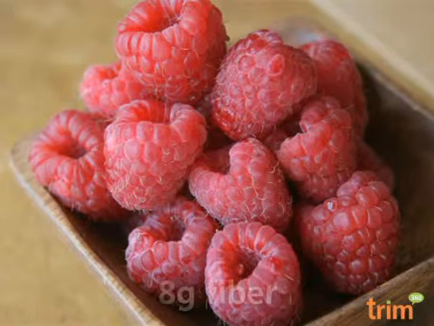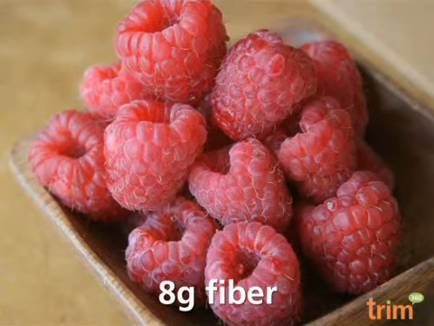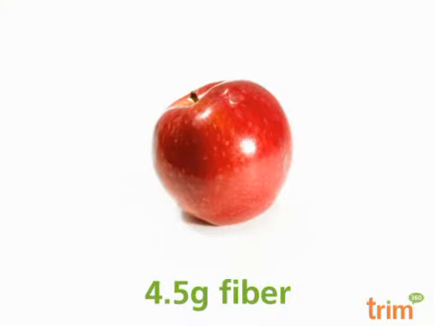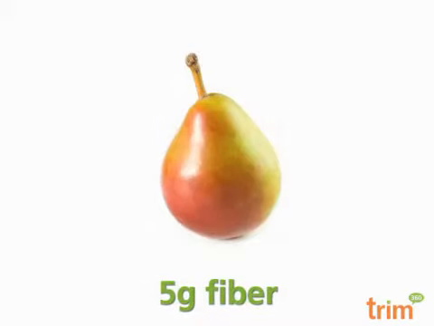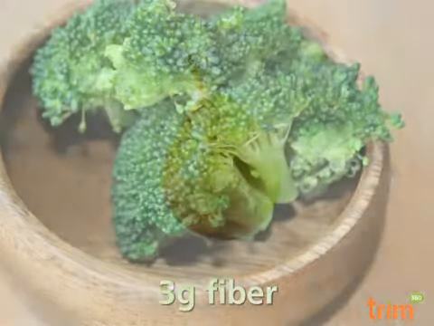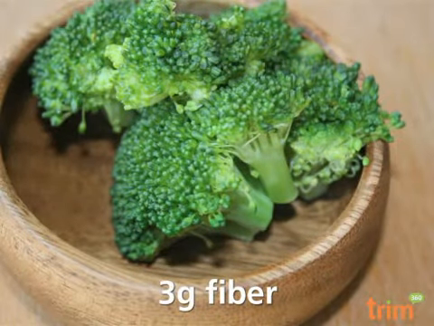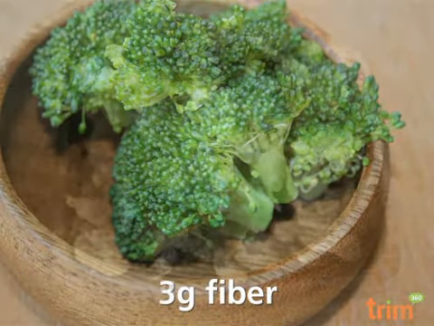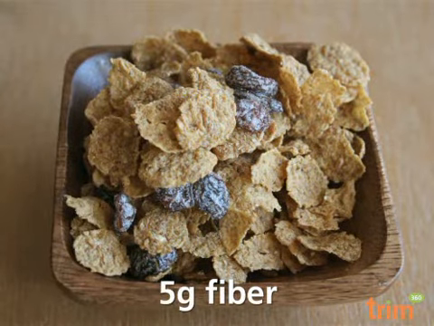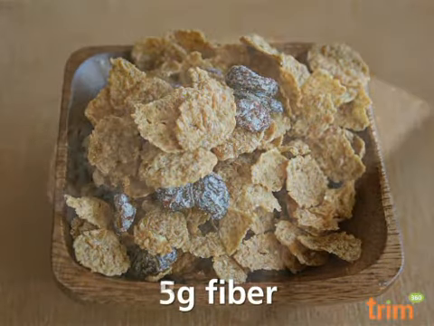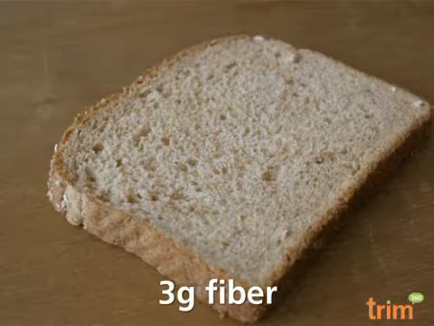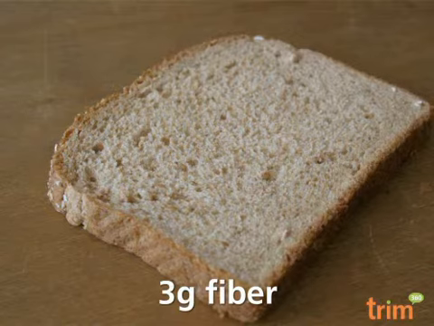Do you know the fiber content of some of these foods? 1 cup of raspberries, 8 grams. 1 medium-sized apple, 4.5 grams. 1 medium-sized pear, 5 grams. Half a cup of cooked broccoli, 3 grams. Half a cup of bran cereal, 5 grams. 1 slice of whole wheat bread, 3 grams.